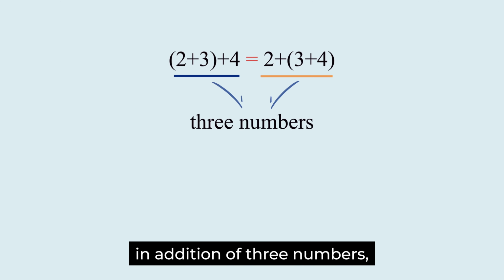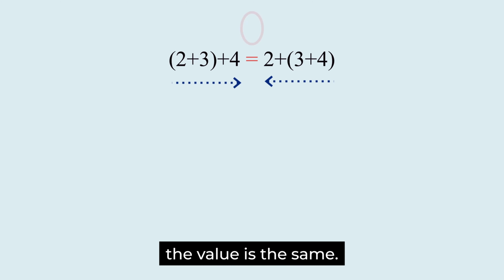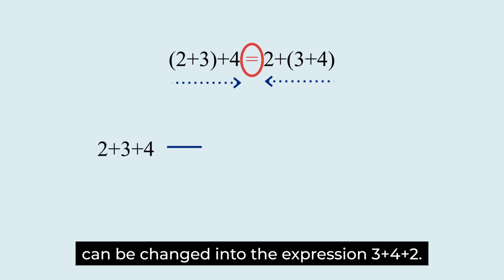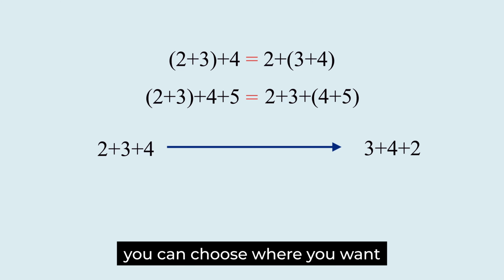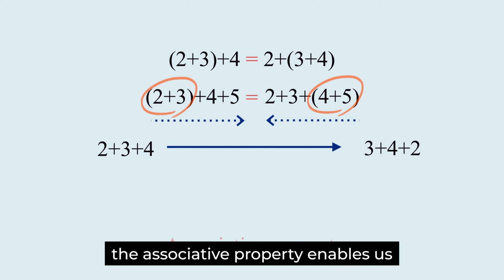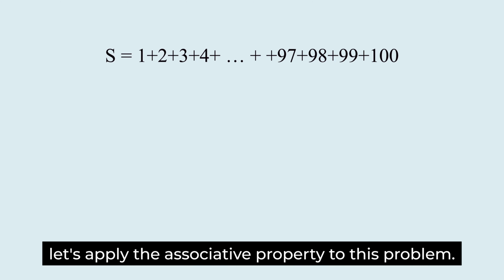In addition of 3 numbers, whether you calculate from the front or the back, the value is the same. So, the expression 2 plus 3 plus 4 can be changed into the expression 3 plus 4 plus 2. It's okay in the case of adding more than 3 numbers. You can choose where you want and start adding from there. The associative property enables us to choose where to start doing operations. Let's apply the associative property to this problem.